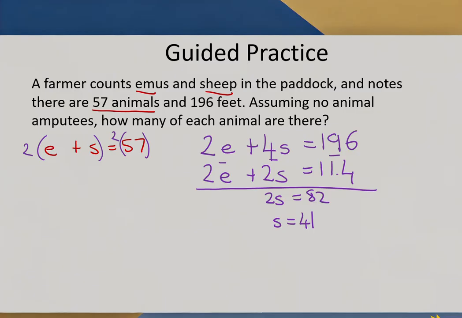Now I found out how many sheep I have, I can go back to the original equation. E plus s is equal to 57. S is 41, so I substitute that in. E plus 41 equals 57. Now that just means to get E, I need to take away 41, which means my emus will be 16.